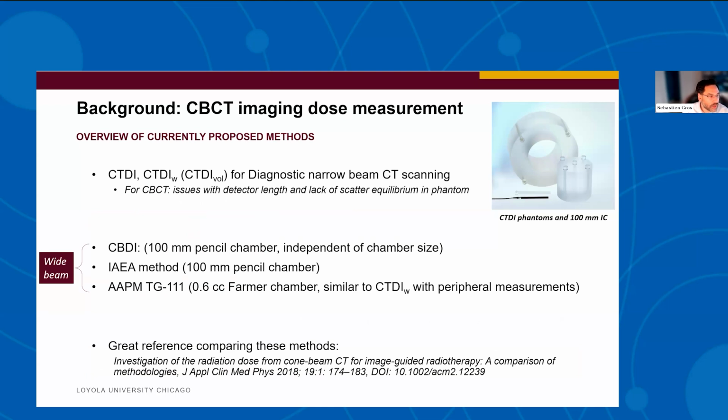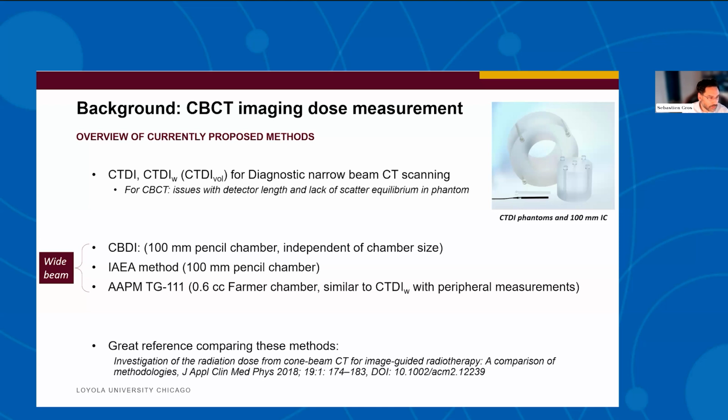And then we have methods that are proposed for wide beam, like cone beam CT, which is the CBDI that Colin and Tim talked about. There's also the IEA method, which corresponds to a central measurement based on a pencil chamber, but it requires in-phantom and several in-air measurements. So for therapy physicists that are solo in a clinic that doesn't have a lot of time, it's preventing them from even trying to do this.